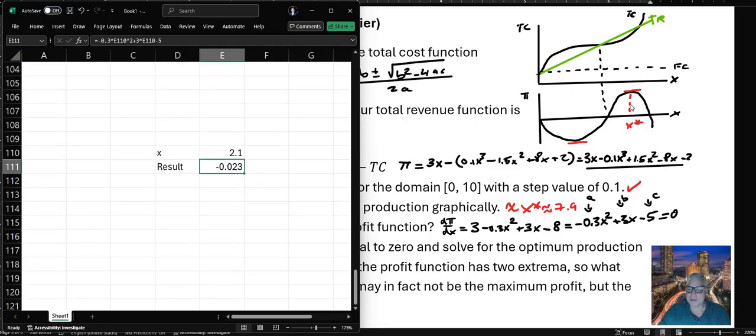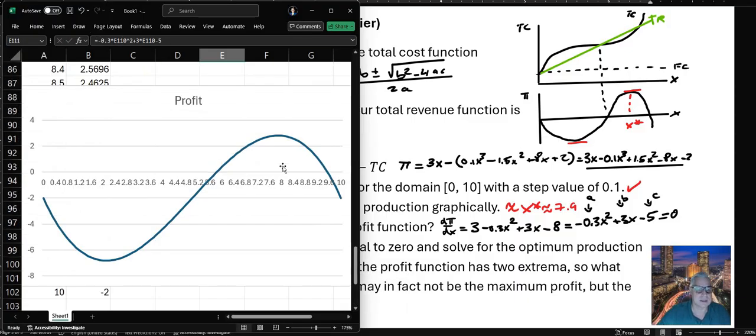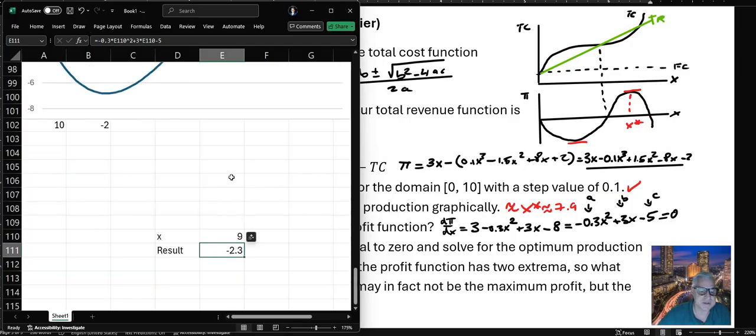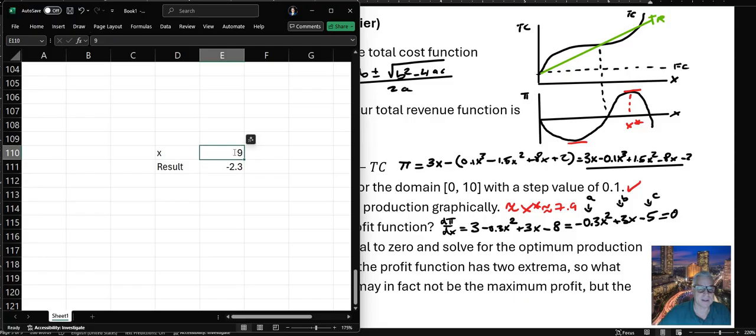So there must be another point where the slope is 0, but it's further up, maybe at 10. Okay, now let's see what happens if I go down, maybe 9. Let's take a look at the graph. So it looks around maybe 7.9. So let's say I try 7.9. Yeah, it's probably close. It's around there.